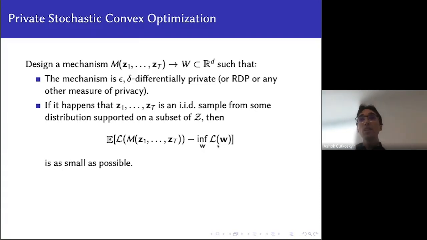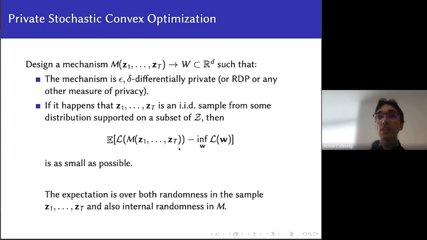Right? So here, there's a lot of things to unpack. This expectation is over both the randomness in the Z1 to ZT, because now we're assuming that they're an IID sample. It's also over the randomness of the mechanism M, which is needed to ensure privacy. And then the capital L itself is already an expectation, right? There's an internal expectation there over some dummy new out-of-sample data point Z. Okay? So there's really 3 expectations in this definition.